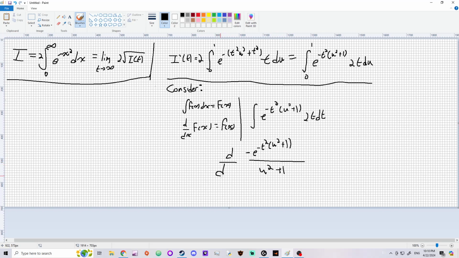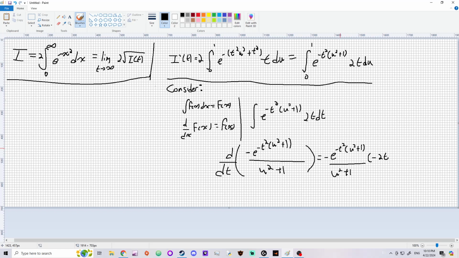If I took the derivative of this, look what this gives me. Bear with me. We have negative e to the negative t squared, u squared plus 1, over u squared plus 1. And then, like I said, I'm taking the derivative of it. So what happens? The negative sign comes down, chain rule, or power rule even, right? 2 comes down of the t.